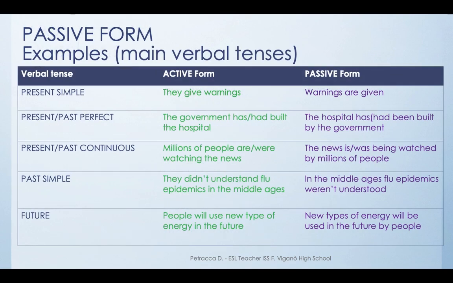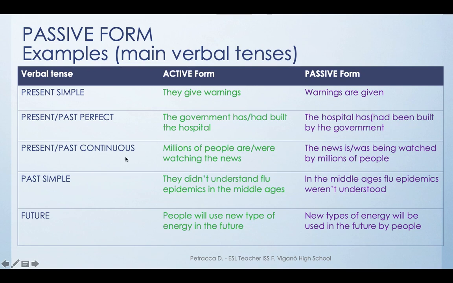Let's take a look at the main verbal tenses and their transformations in the passive form. Present simple, active form, they give warnings. Passive form, warnings are given. Present perfect or past perfect, active, the government has built the hospital. The hospital has or had been built by the government.